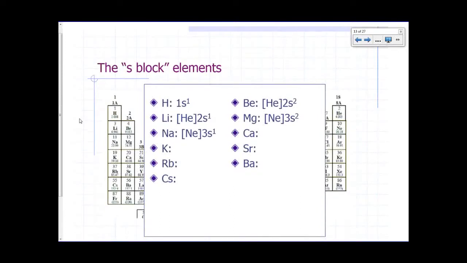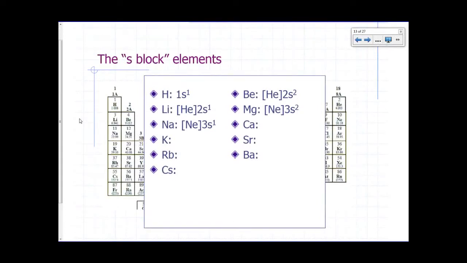Let's take a look at the s block elements, and let's try to understand why they're called the s block elements. If you look at hydrogen, the electron configuration is 1s1. Lithium comes after helium. So after helium, the next orbital would be 2s, so 2s1. So you can see the valence shell is the second shell.